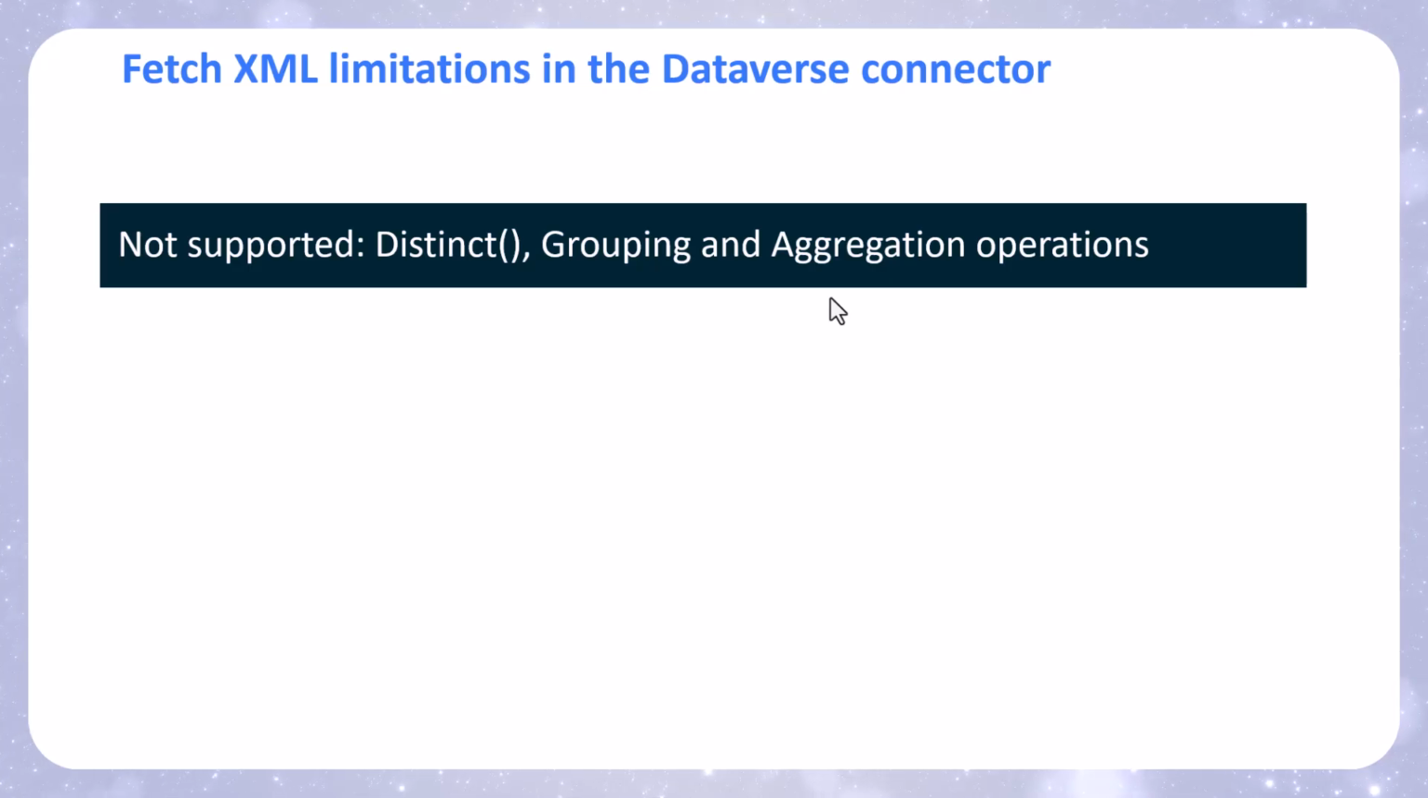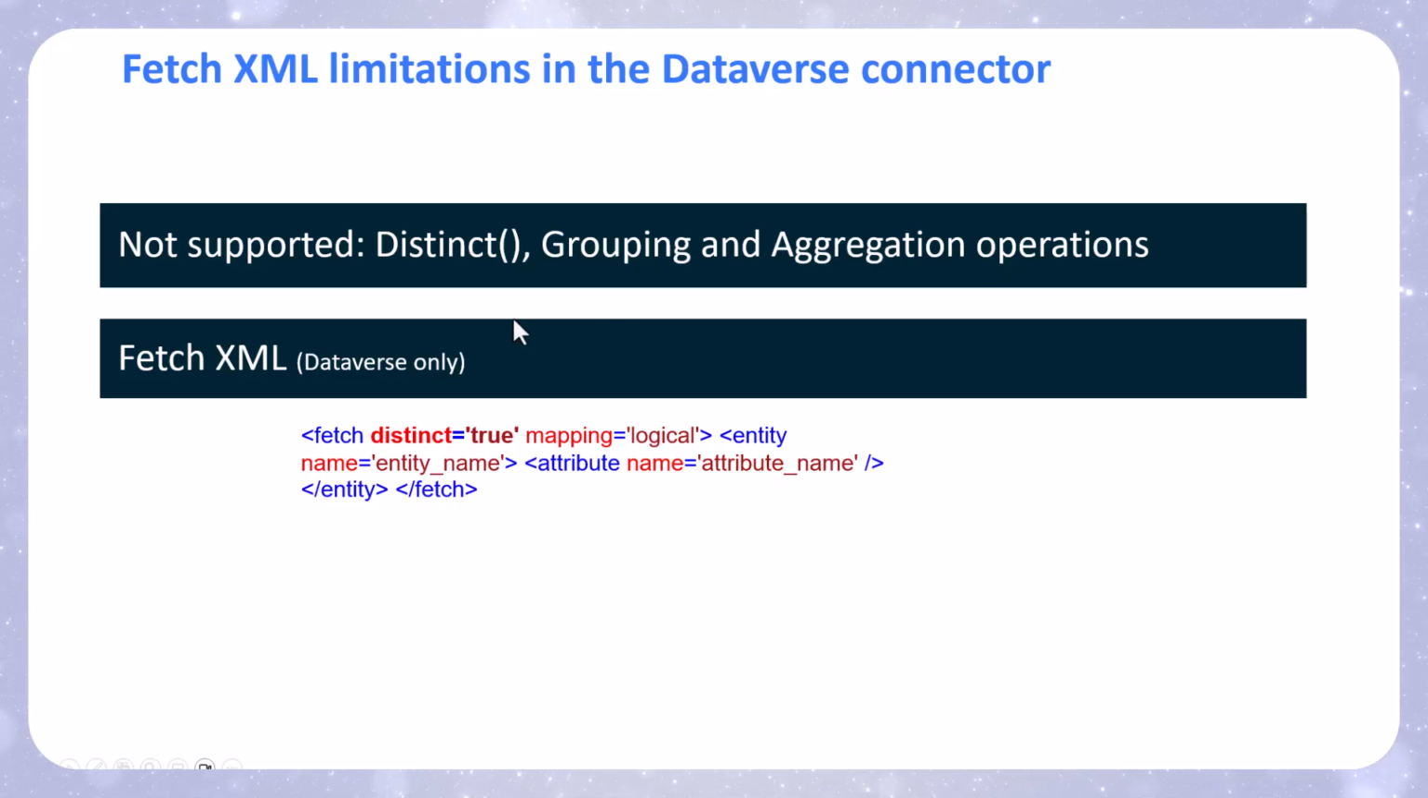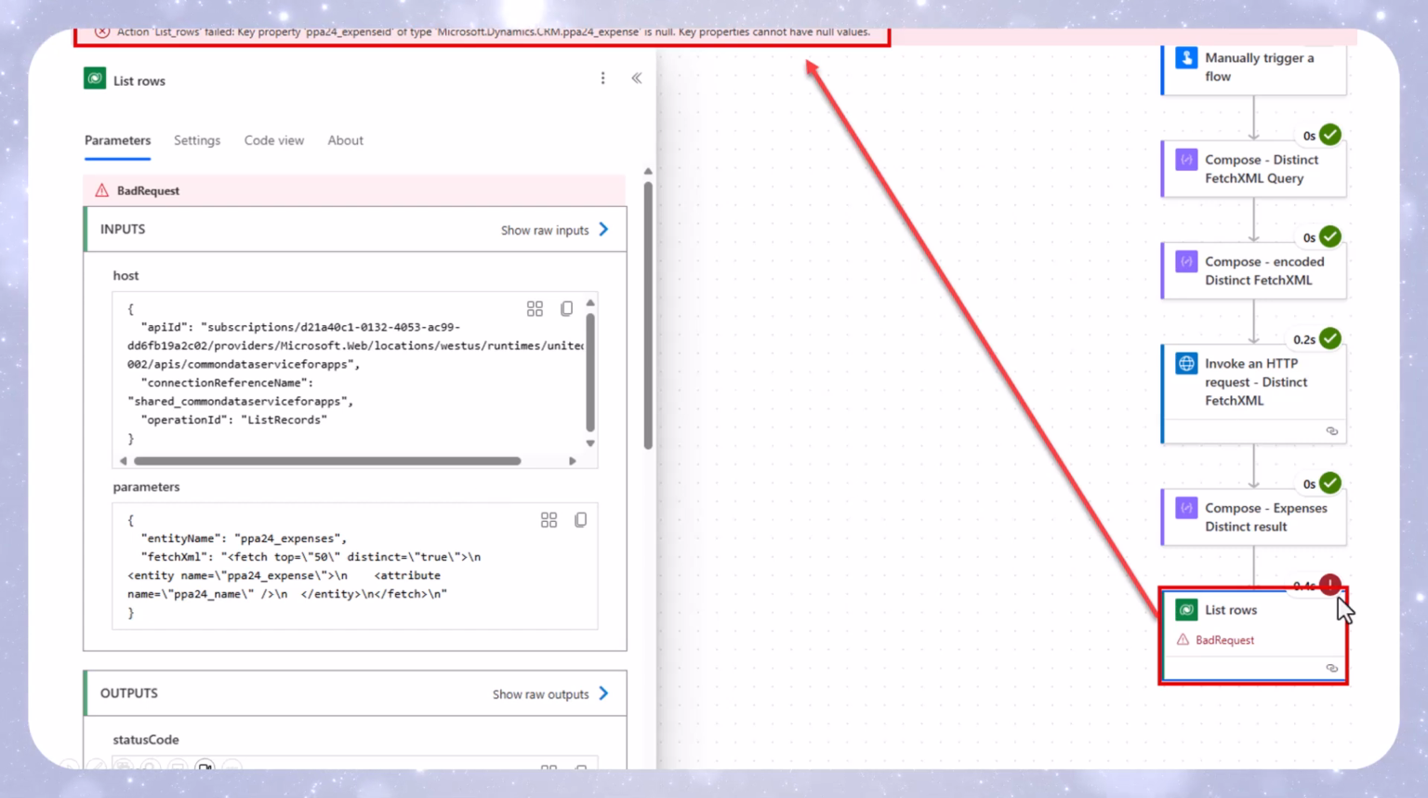The problem is when you use the Dataverse connector in Power Automate, some features, especially the ones we are interested in, are not supported, like distinct, grouping, and aggregation operations. For example, you want to make a distinct query that returns unique values. You can do that in FetchXML. So let's say this distinct. Well, when you pass this query to List rows, you'll get the following error: key property cannot have null value. It's a known issue. It's a very known issue.